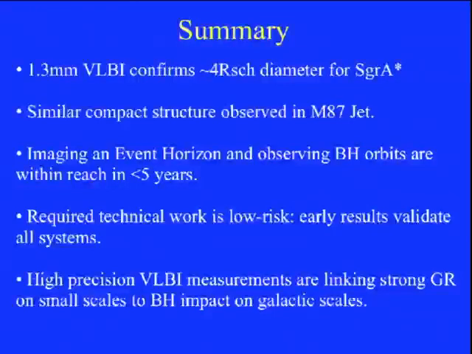I'm going to go out on a limb here and say that imaging an event horizon and observing those orbits are definitely within reach in under 5 years. As I said, the required technical work is very low risk. We're not building new detectors, we're just putting established equipment at these sites, and the early results validate the approach. And the high precision measurements are poised to link strong GR environments around black holes with macroscopic phenomena now. We can tie what's happening around the black hole to these large jets that operate on galactic scales.